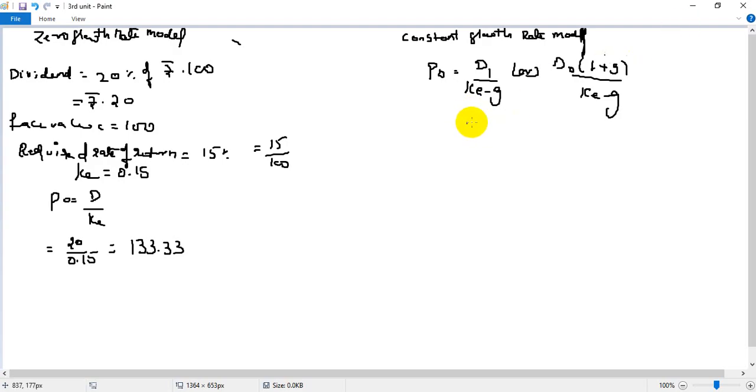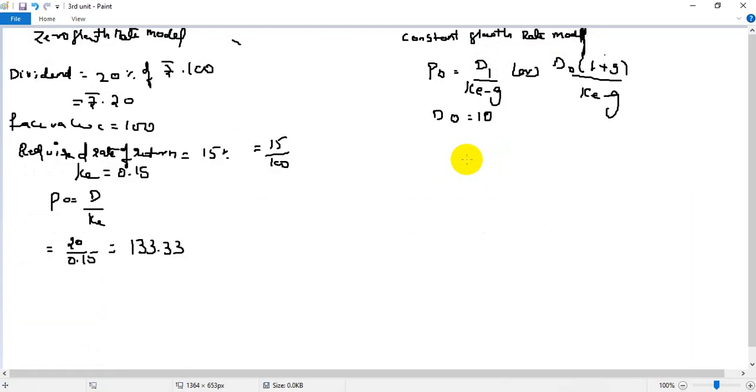So let's write down the information. D0 has been given as 10. What did it say? Beta Corporation's previous dividend of ₹10 per share. So D0 is nothing but the current dividend per share. D1 is the next period dividend per share. The future one will be D1, and the current and the past will be D0. So D0 is 10.